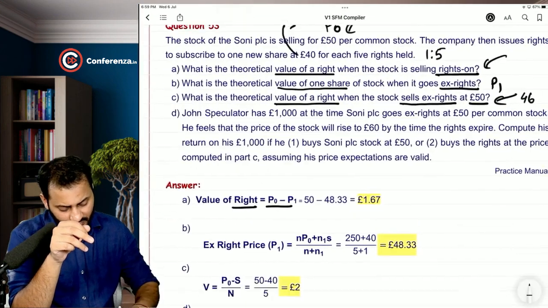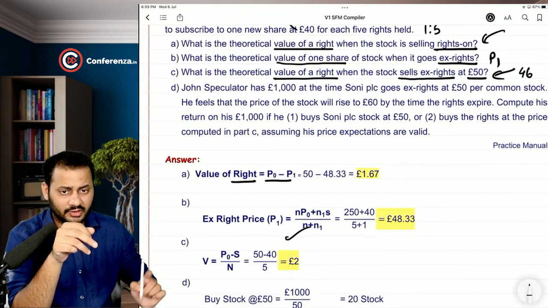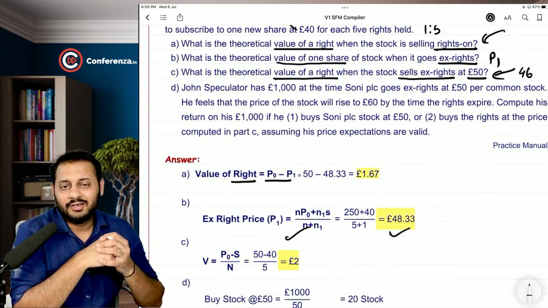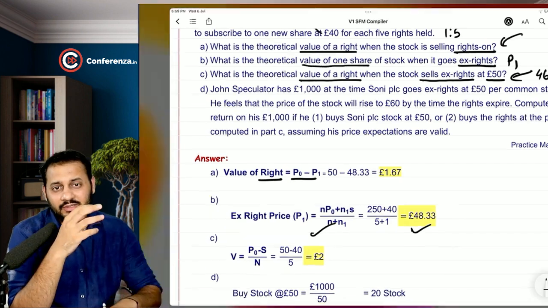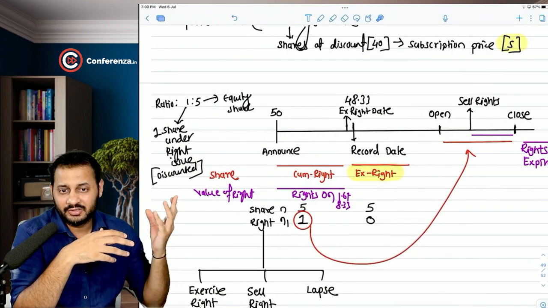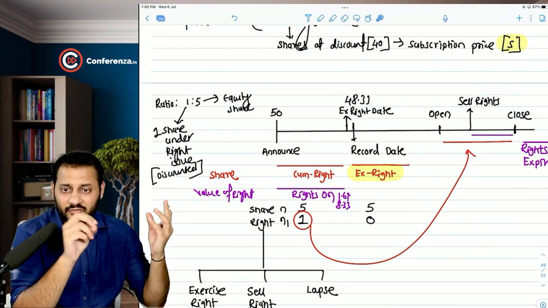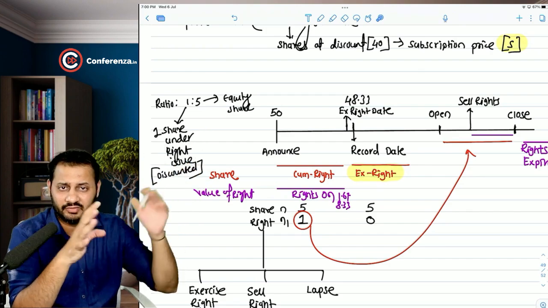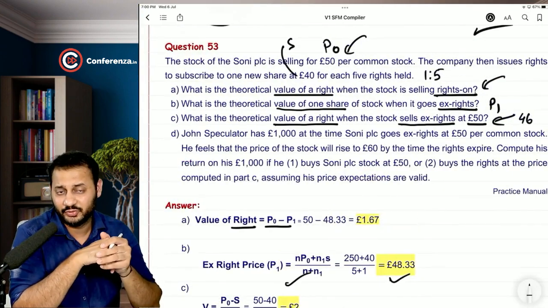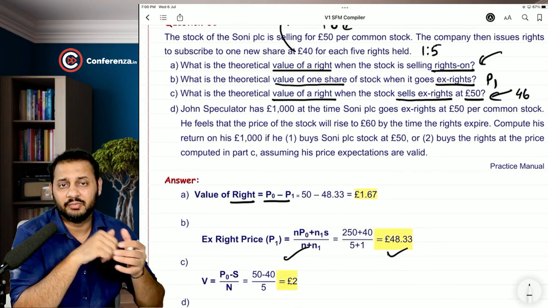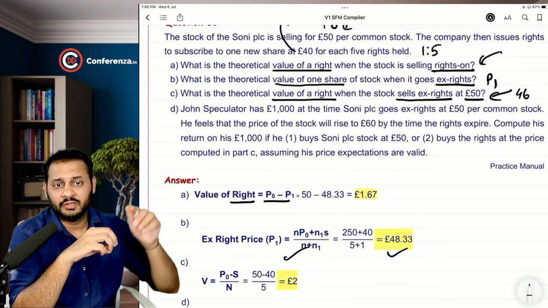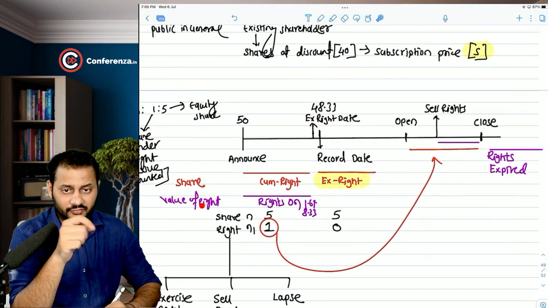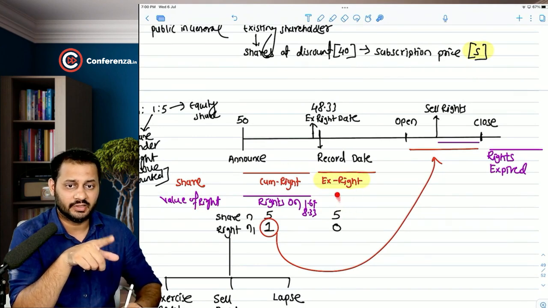Okay. Then comes the X right price. This is the same formula that we are supposed to use in the X right price, and the X right price is 48.33. You can see that the example that we took in the first place while explaining the concept was same, like the ratio or the current price and the subscription price, everything is same in this question. So it's very easy for you to now understand what is happening here. But now comes the third part. The value of the right when the stock sells X right means you have to calculate the value of the right in this period, X right period.